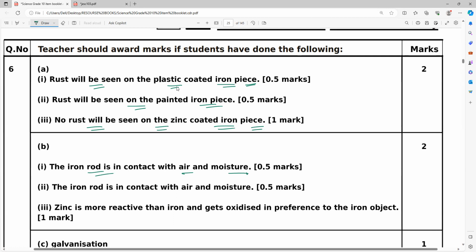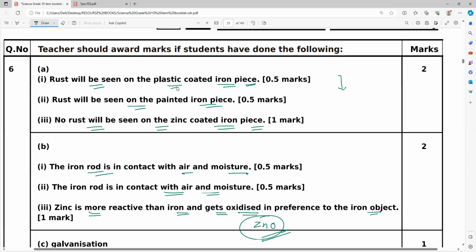Wherever the coating is damaged, air will directly contact the iron. Here also it is the same with oil paint. But in zinc, what will happen? Zinc is more reactive than iron, so it will get oxidized in preference to iron. That is what we'll say. What compound will it form? Everybody. It will form zinc oxide, an amphoteric oxide, which is a protective layer, so that there is no further supply of oxygen to the iron.